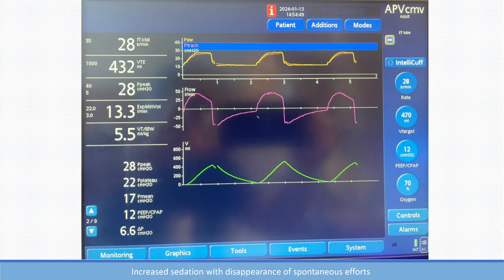Now, of note, you should know that deep sedation usually is associated with reverse triggering. And in fact, the only way you can eliminate reverse triggering is by either decreasing sedation, not increasing sedation, or if you cannot decrease sedation, at that time you need to paralyze the patient.